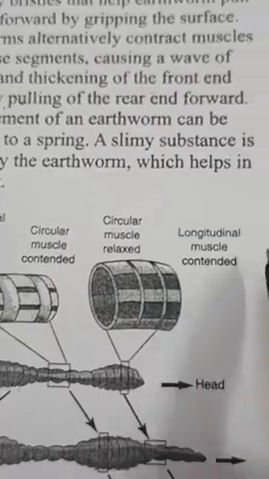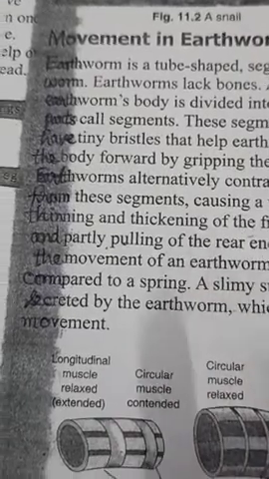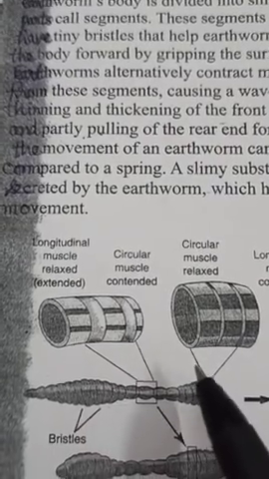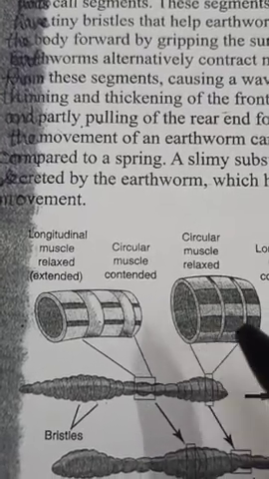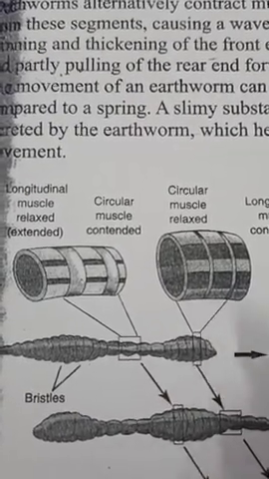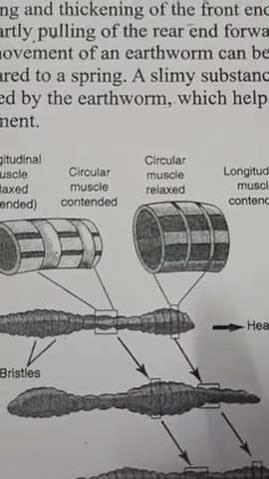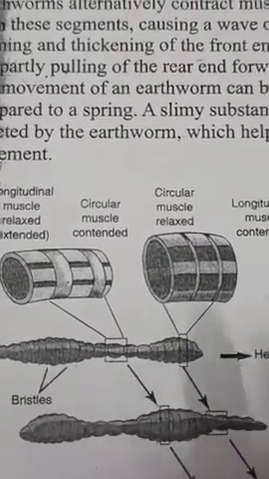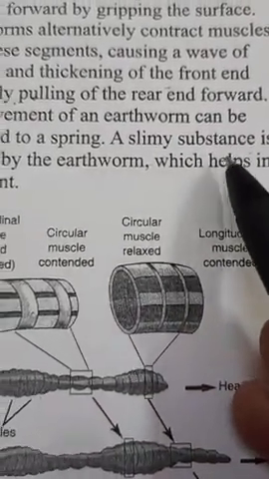Okay children, about these two kinds of muscles, they have not mentioned anywhere in this paragraph, but they have given in this diagram, so you should know about this also. Okay, if a question arises that what helps in the movement of earthworms, or what different things help in the movement of earthworms, so you should write about these three things. First is bristles, second are the two kinds of muscles, and third is a slimy substance.